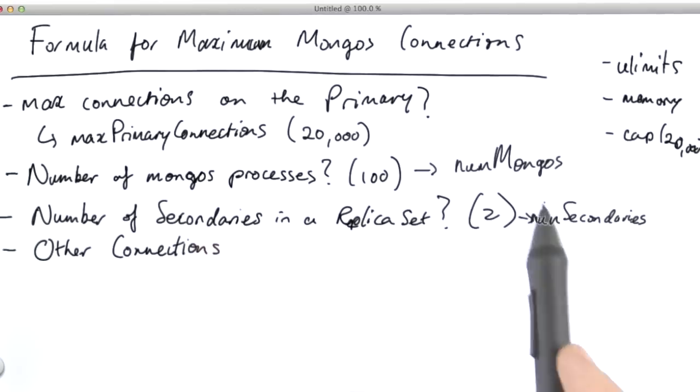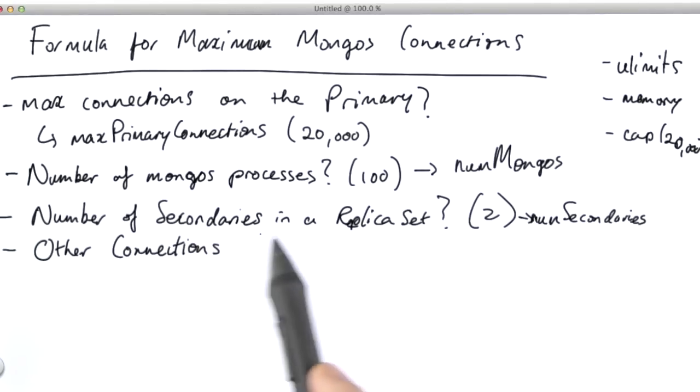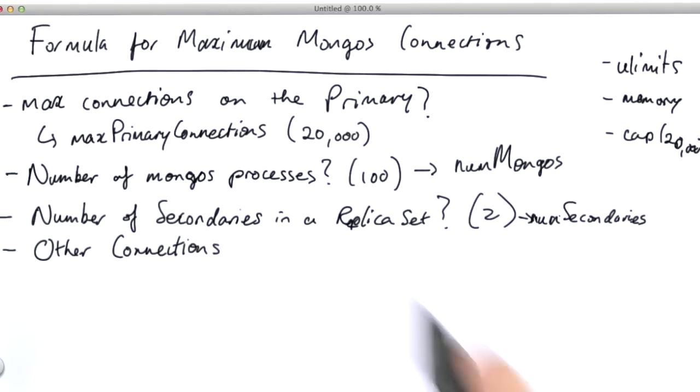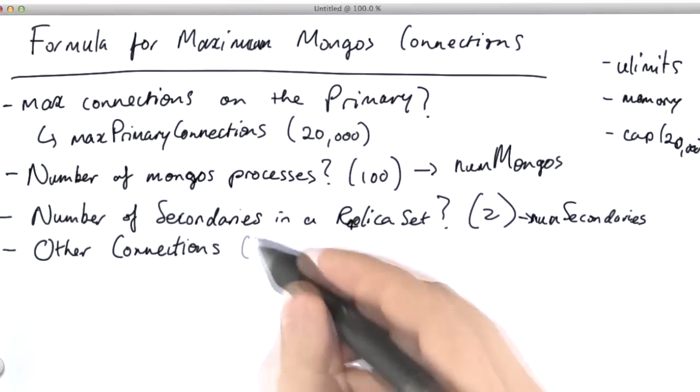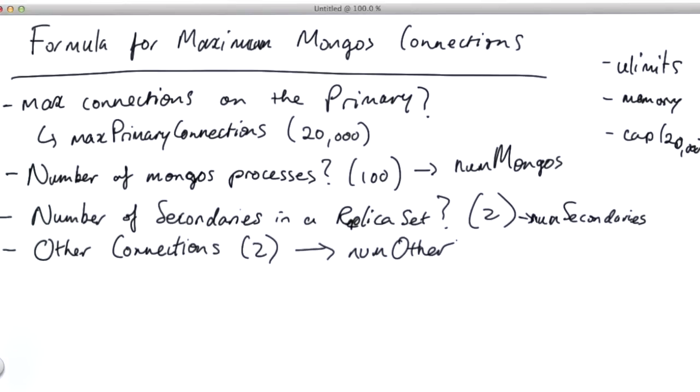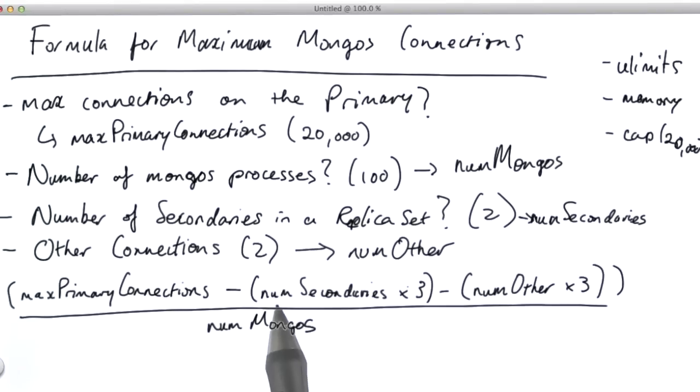You're going to need some sort of figure for other connections. We'll call the number of mongos processes num mongos. We'll call the number of secondaries in a replica set num secondaries. And we'll call other connections, we'll give it a value of 2, num other. And the formula writes out like this. It's max primary connections, subtract the number of secondaries multiplied by 3, and then subtract the number of other connections and multiply that by 3 as well. And then divide that by the number of mongos's.